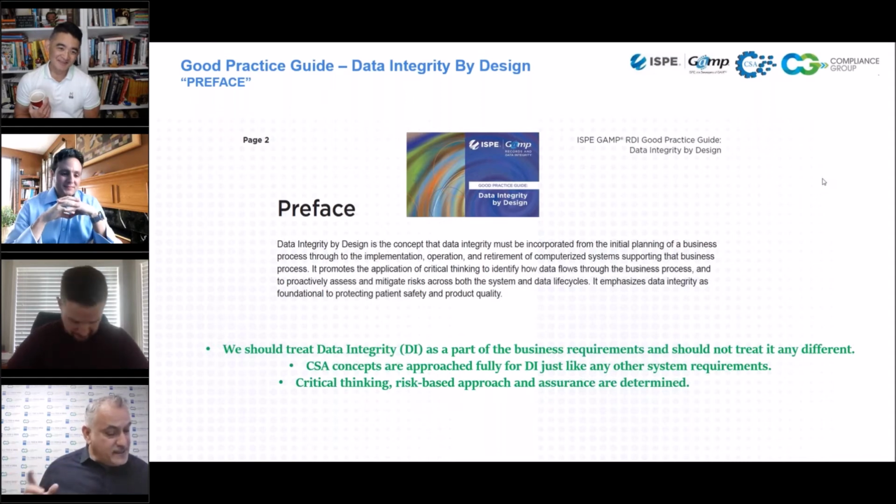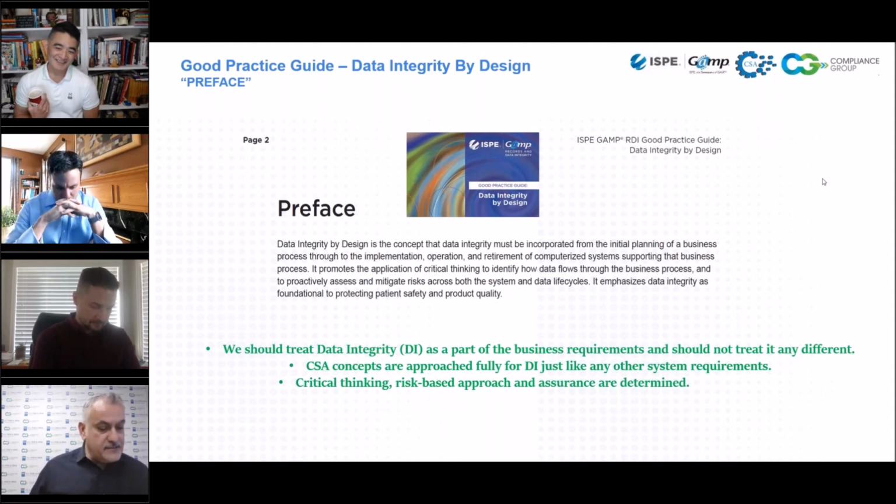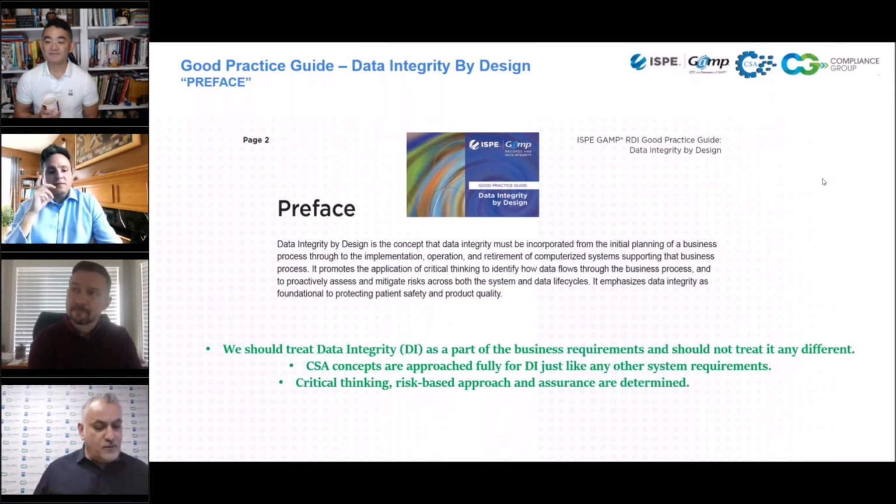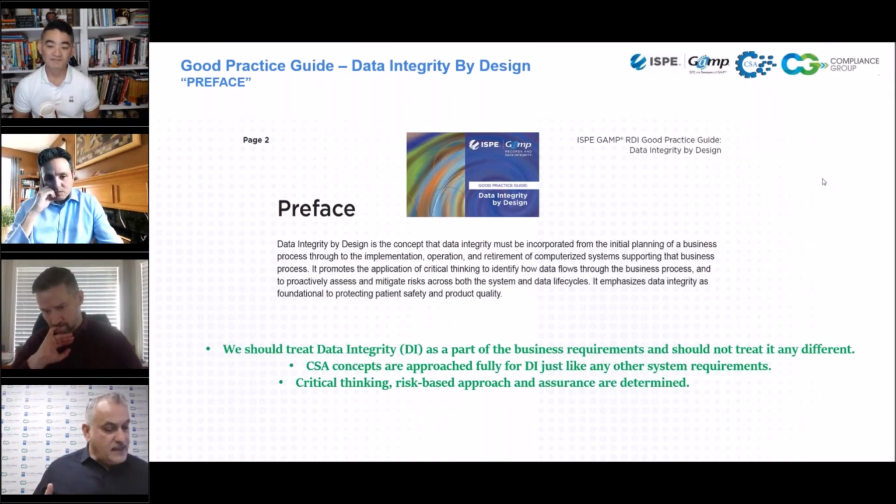I'm running out of questions here, but here's a new one, I think. All right. How to best train and convey to employees who are not involved in the quality department on the importance of data integrity. I would like to take that. Can you repeat the question? Okay, now I need to repeat it.